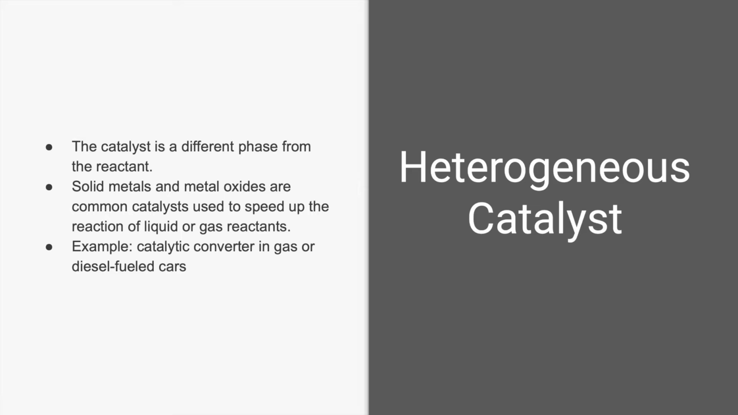Next is the heterogeneous catalyst. Heterogeneous means that this catalyst is in a different phase from the reactant. These are typically made of solid metals and metal oxides. An example is the catalytic converter found in cars.